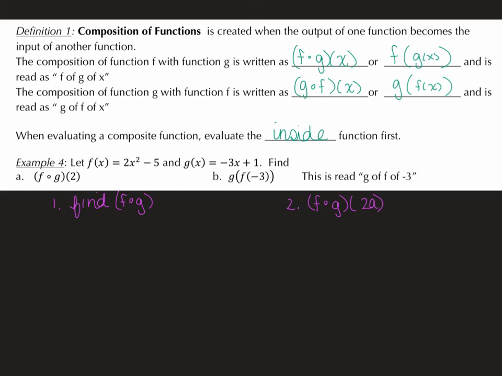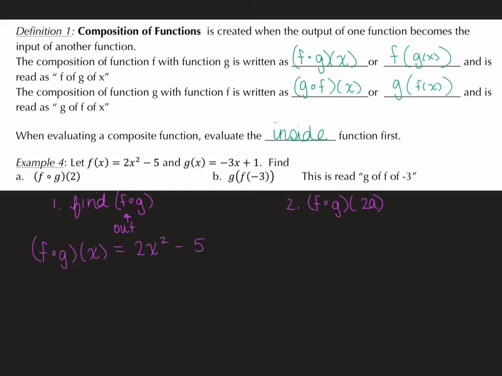So when you're doing that, you figure out what function's on the outside, and our f is on the outside. Okay, so we're going to write our f function first. So I'm always going to notate what I'm finding here. So I'm finding f of g of x, and I'm going to put my f on the outside. So I have 2x squared minus 5.